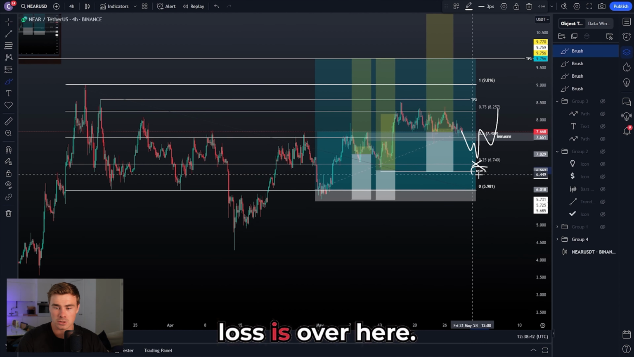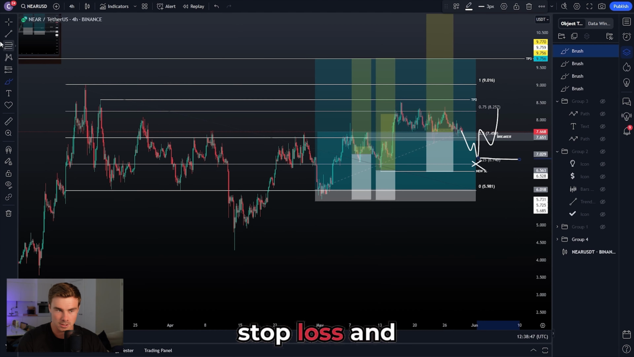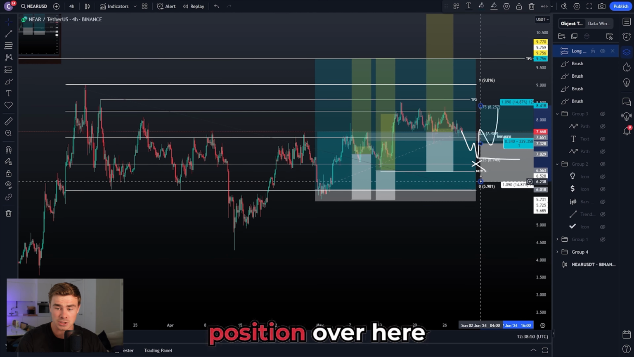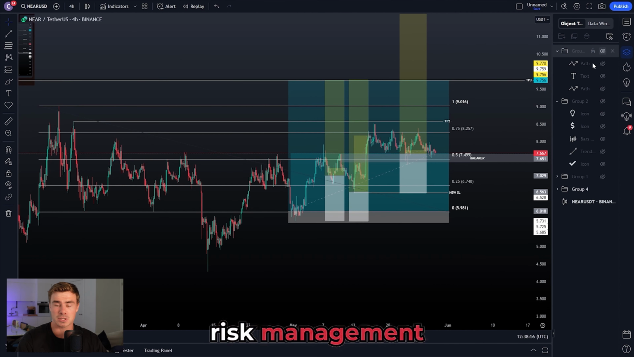Right now, the new stop loss is over here. But if the chart provides me with a new invalidation over here, I can tighten my stop loss and I can maybe even add a fifth position over here with that stop loss, with the same targets, as long as my risk management allows it.